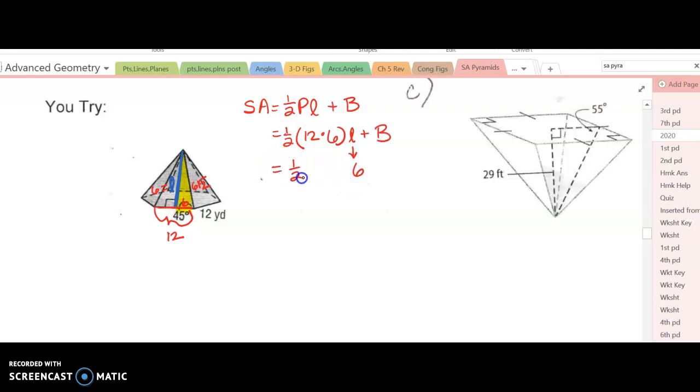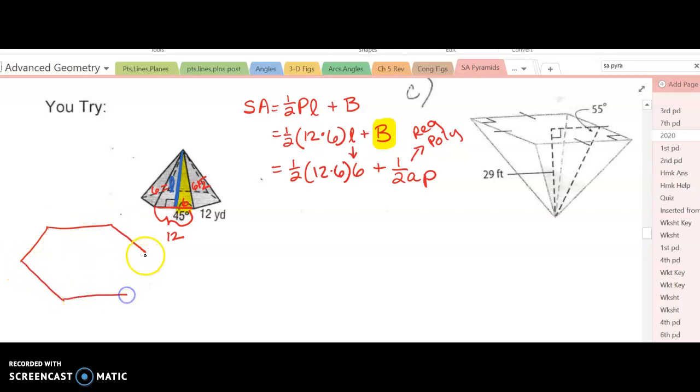So now we have 1/2 times 12 times 6 times 6 plus area of the base. Now the base is a regular polygon, so we're going to get to do 1/2 apothem times perimeter for the regular polygon. And so let's just draw that hexagon over here so we can look at it a little better up close. And we know that each side is 12. So this is the base that I'm looking at right here, okay? So that's what this is there on the bottom of this shape that I've redrawn over here at the side.